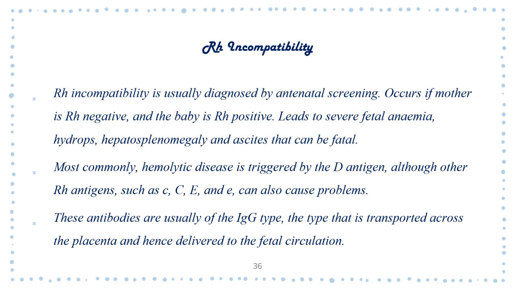But the most common triggering antigen is the capital D antigen. So usually they say anti-D immunoprophylaxis is required in the mother. So try to remember the capital D letter. And these antibodies are also of the IgG type, like the same ones in the ABO incompatibility. So they can be transported across the placenta and delivered to the fetal circulation.